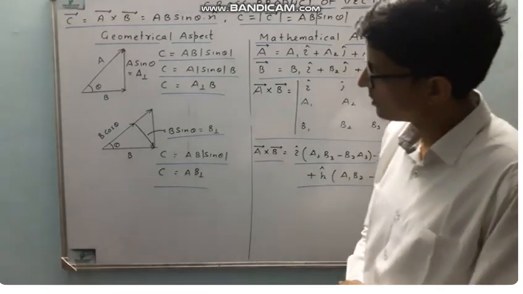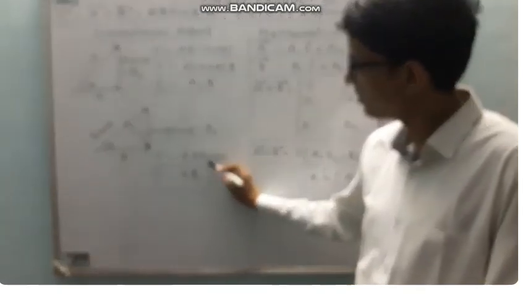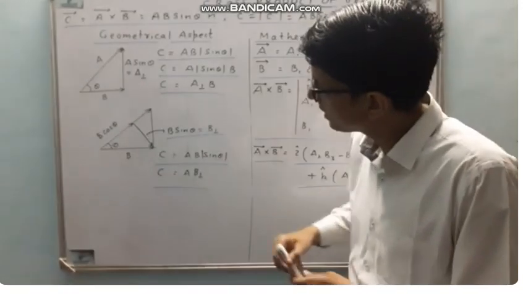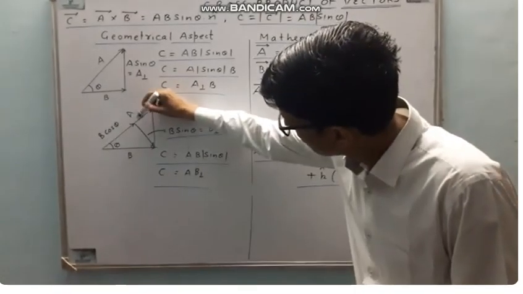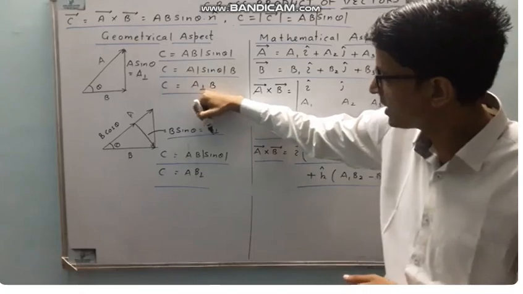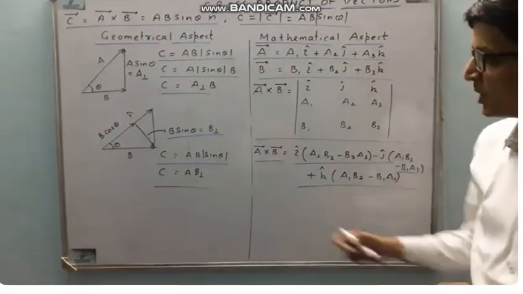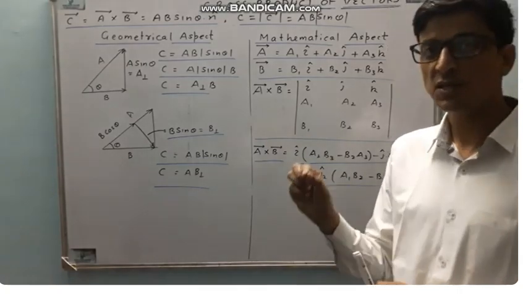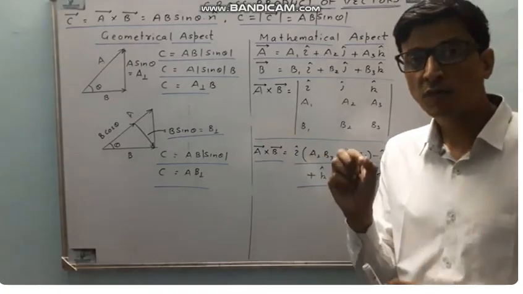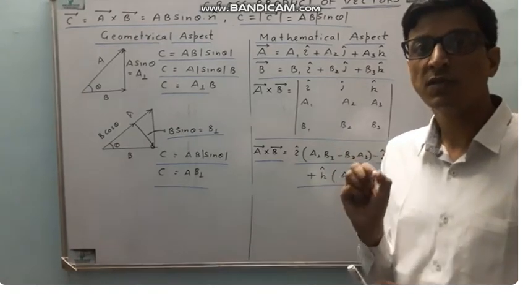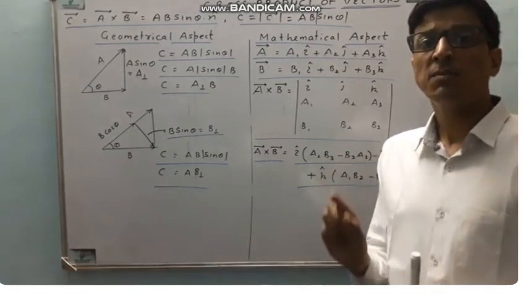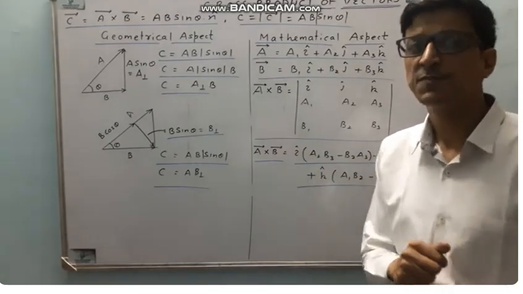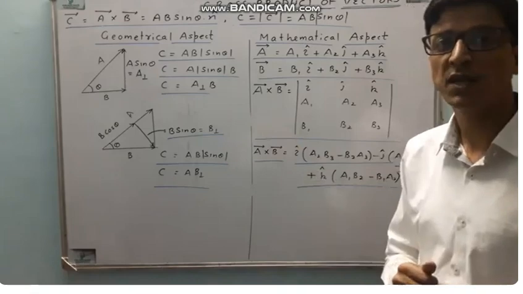In another case, we can also say that this is AB |sin θ|. You draw a perpendicular on the line of action of A, and this side will be equal to B sin θ, which I can take as B perpendicular. So C can also be written as A times B perpendicular. That is, you take the magnitude of one of the vectors and multiply it by the projection of the other vector perpendicular to the first vector. In this way you can solve your questions quickly.